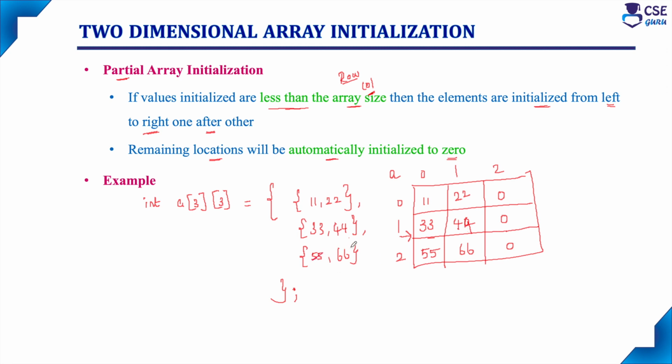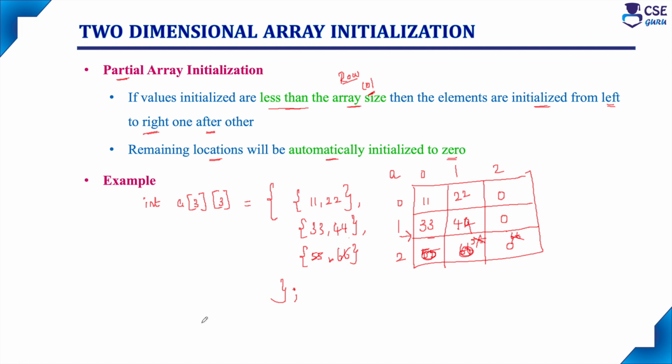Suppose if I have not specified any values here, automatically all will be initialized to 0. That is possible. But if I want to specify 55 here and 65 here, and I want to leave this memory location empty, without initializing the value, that is not possible. This is wrong. Okay. So in this way, we can initialize partial arrays in a 2-dimensional array.